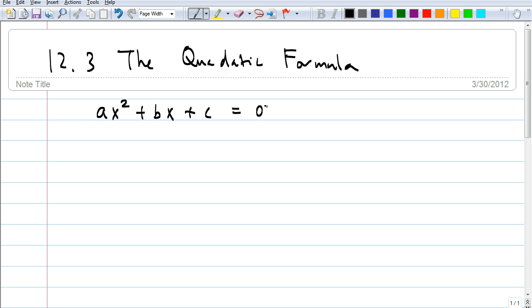Every homework problem that you did, right? It's just you had different a, b, c, correct? Sometimes they put b and c on the other side and so forth, but basically you could always make it into this form, right? And this represents every quadratic equation you could possibly think of, where a, b, c are some real numbers.